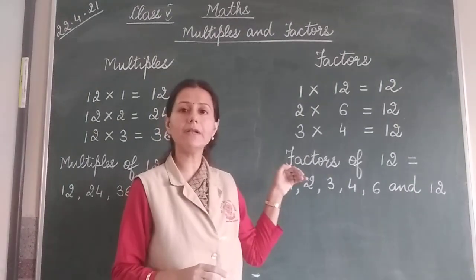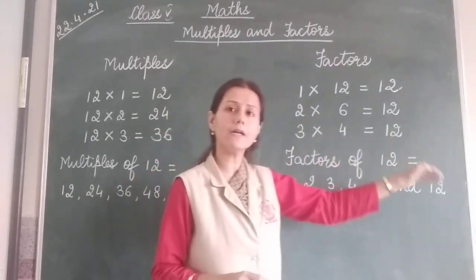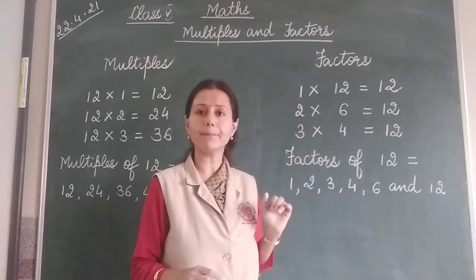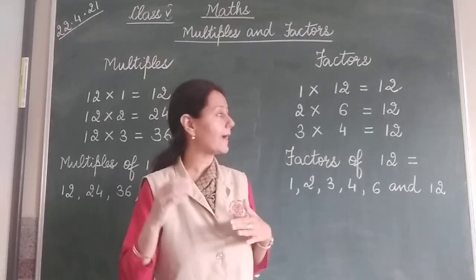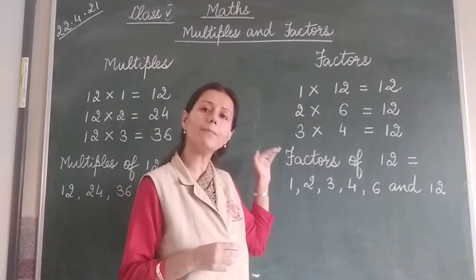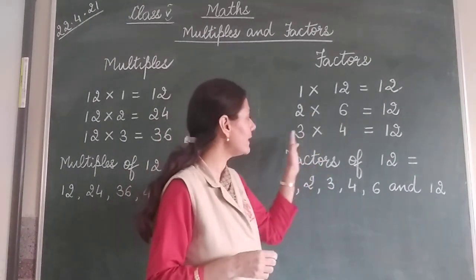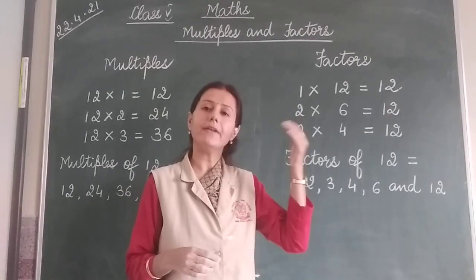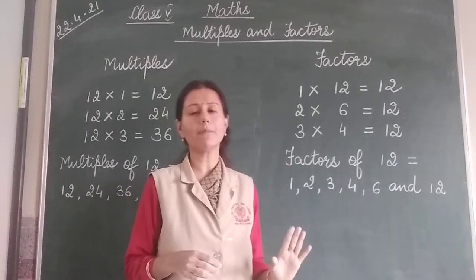After that, which table will come? 4. 4 3s are 12. Again 4 and 3 are the factors of 12. The factors are repeating. Whenever the factors start repeating, we stop there only.